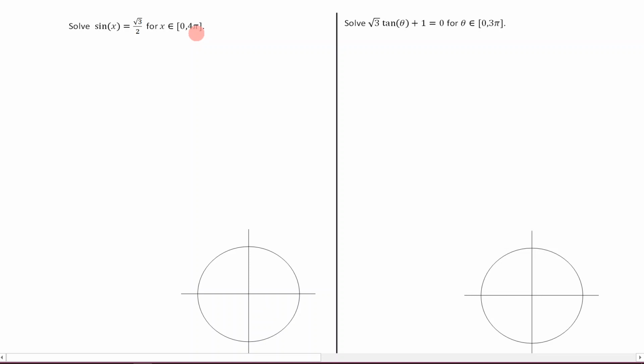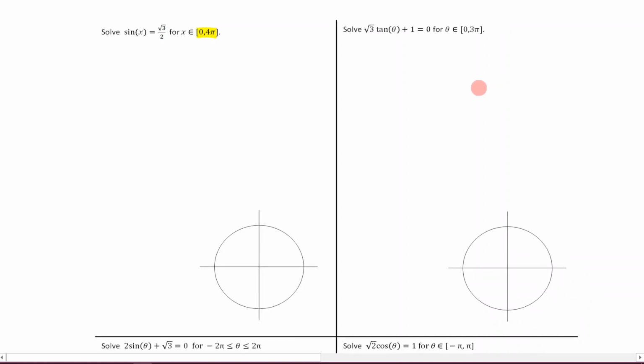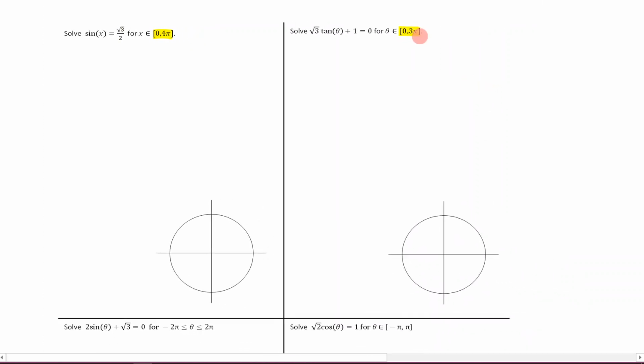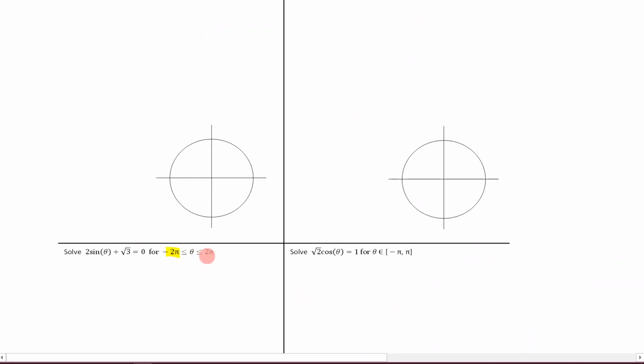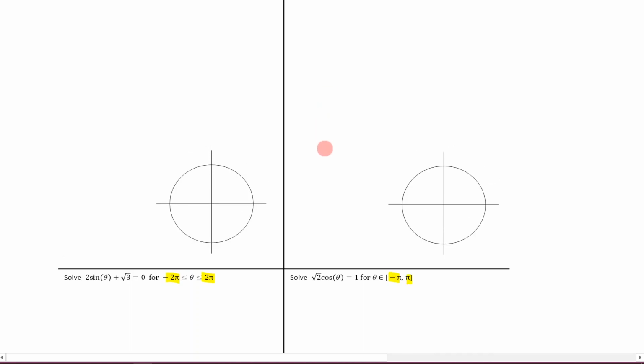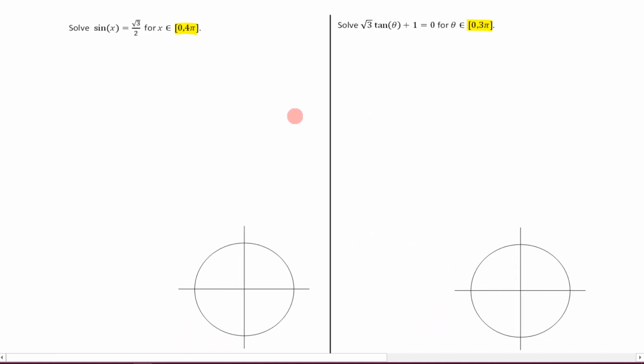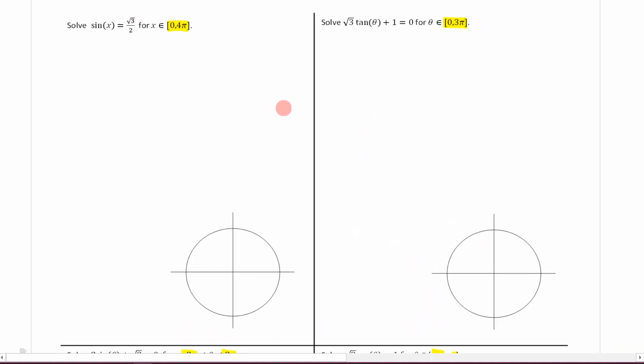Now hopefully what you can notice that is different here from part 1 is that our domain is different. Here it's 0 to 4 pi. In the previous part we had only looked at domains from 0 to 2 pi, but all the questions on this page, 0 to 3 pi, here it's negative 2 pi to 2 pi, here it's negative pi to pi, we have strange domains. So domains that aren't your conventional 0 to 2 pi. So we need to know how to deal with these when we're given a strange domain.